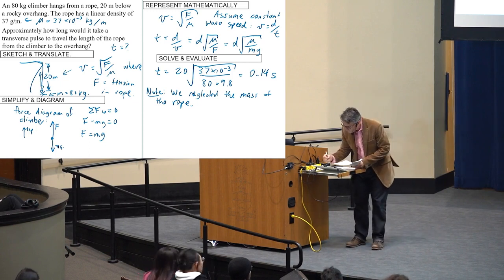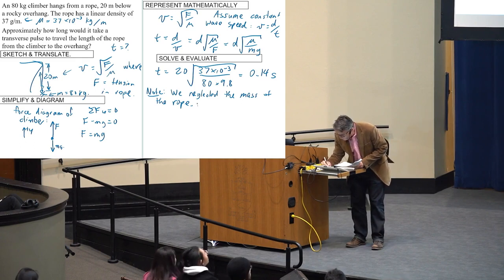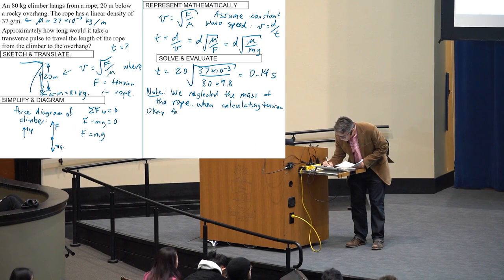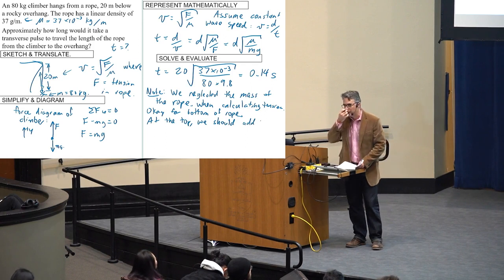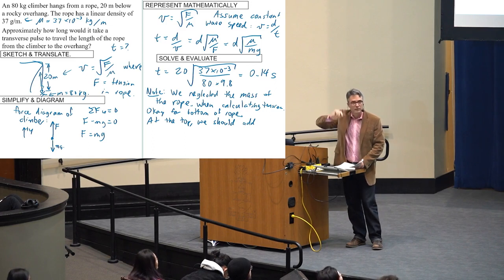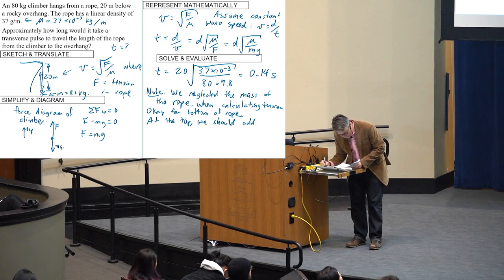So we neglected the mass of the rope when calculating tension, which is okay at the bottom, but it's not okay at the top. So that's okay for the bottom of the rope. At the top of the rope, we should add the mass of the rope. I'm kind of wondering, it's going to accelerate as the pulse goes up. If the tension increases on the way up, the speed should increase on the way up. But I'm just wondering how bad a mistake we made there. We should add the mass of the rope, I guess.